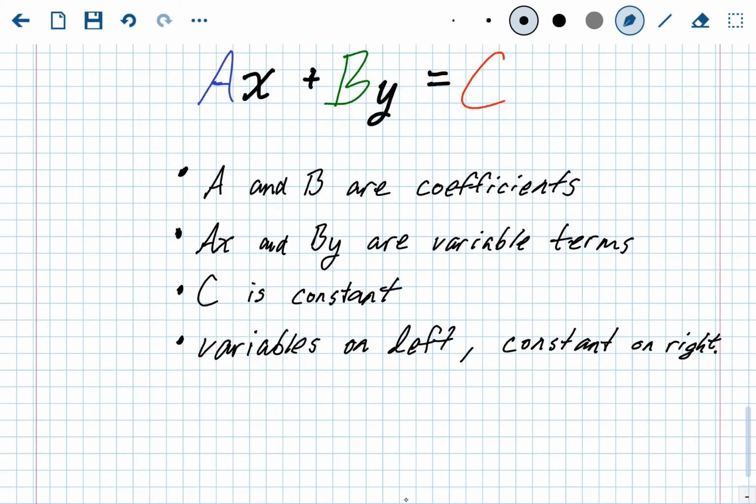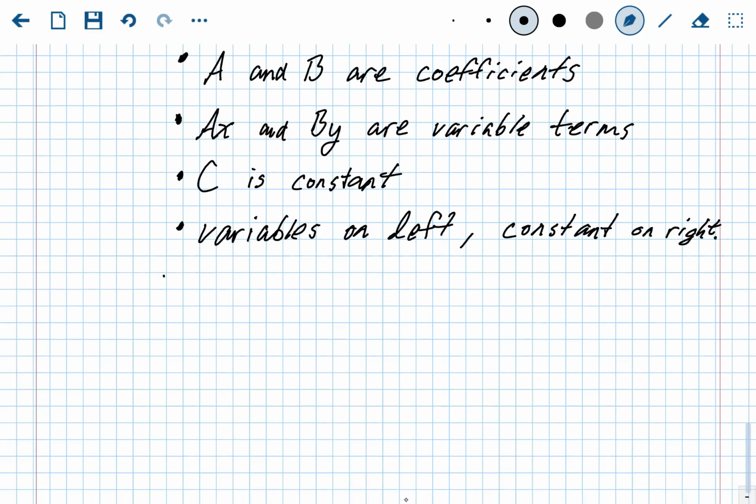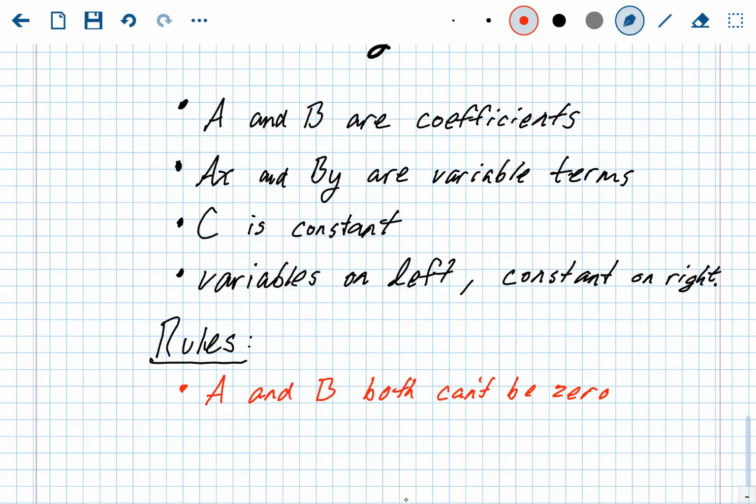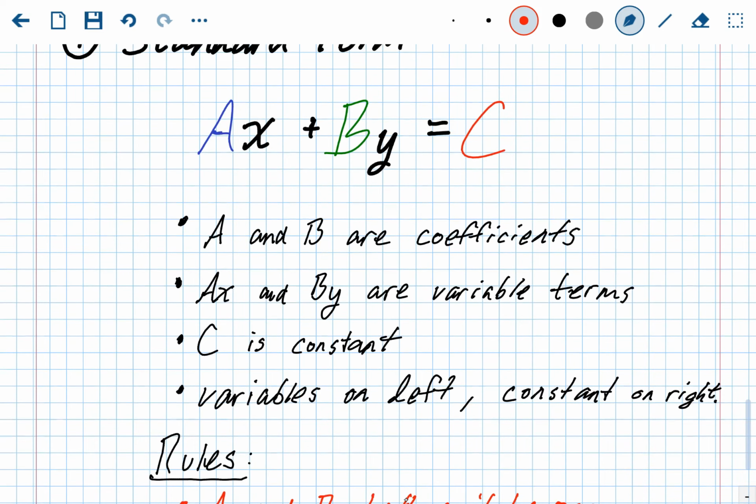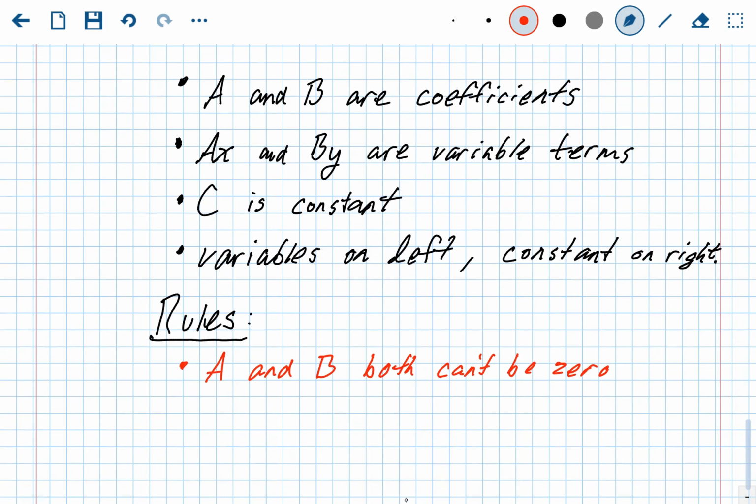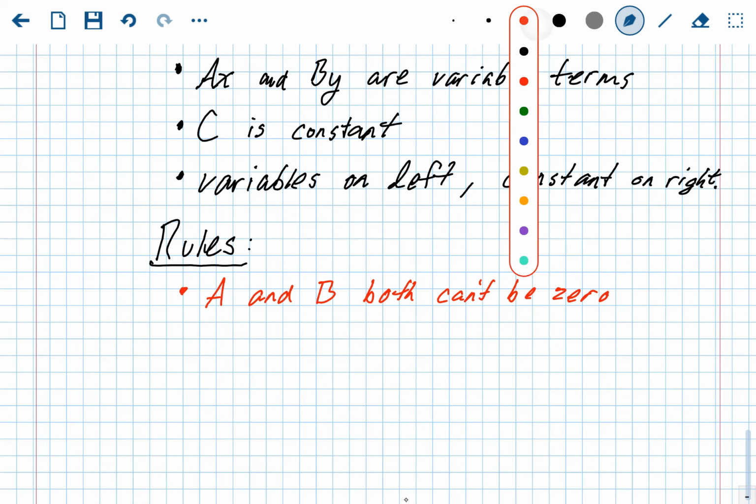There are a couple rules to standard form. The first rule is that a and b both can't be 0. If a and b were both 0, it'd be 0 times x plus 0 times y. That would just be 0. You'd end up with 0 equals 0. It wouldn't be a linear equation anymore. So a and b both can't be 0.